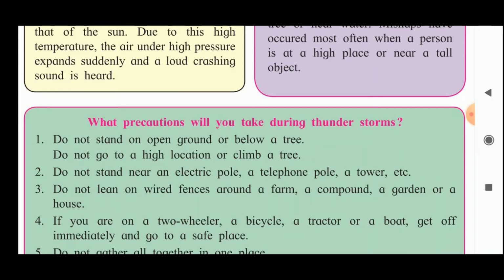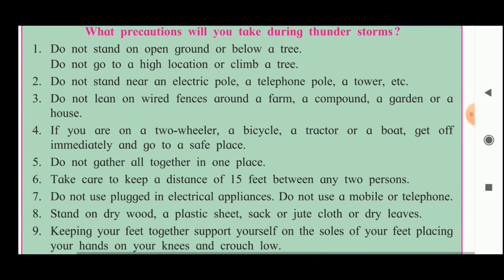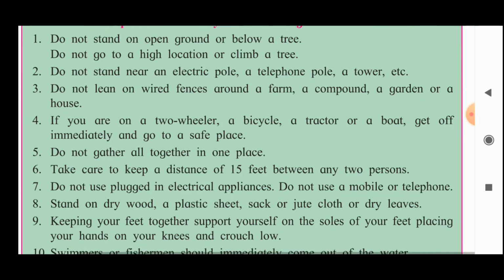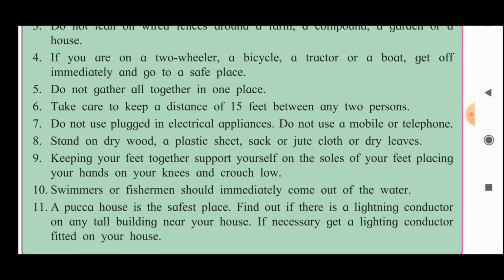We should not stand on open ground or below a tree because it attracts lightning more. Do not go to a high location or climb a tree. Do not stand near an electric pole, a telephone pole, a tower, etc. Do not lean on wired fences around a farm, a compound, a garden, or a house. If you are on a two-wheeler, a bicycle, a tractor, or a boat, get off immediately and go to a safe place. Do not gather all together in one place.